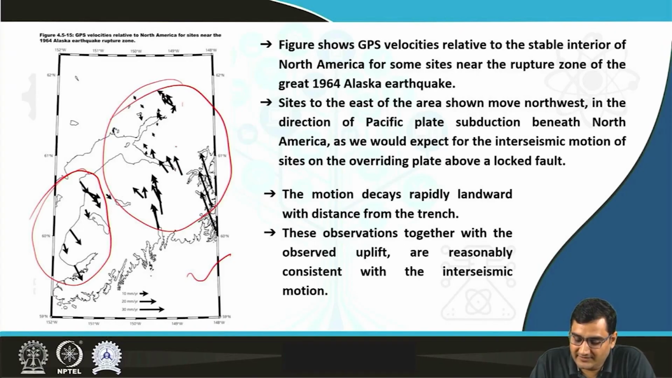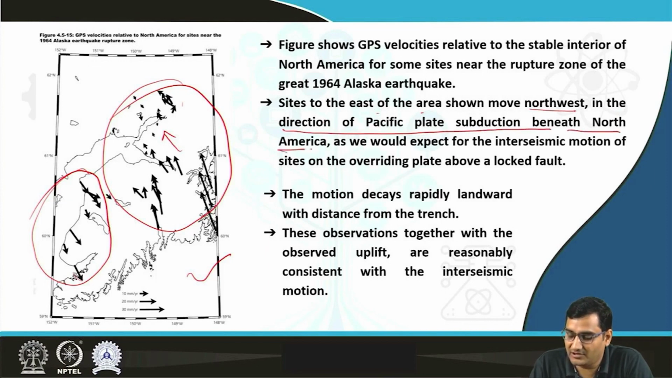So on the western side it is basically moving in this direction toward the subduction zone, and on the left-hand side it is moving in the opposite direction. Sites to the east of the area shown move northwest in the direction of the Pacific plate subduction beneath North America, as we would expect for the interseismic motion of sites on the overriding plate above a locked fault. The motion decays rapidly landward with distance from the trench.